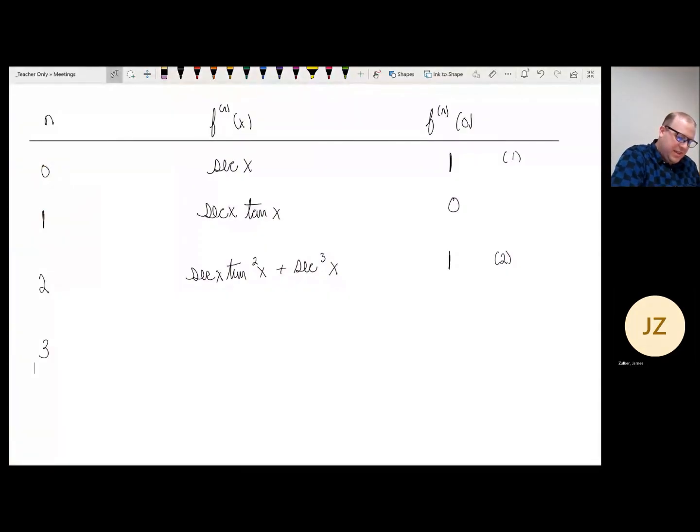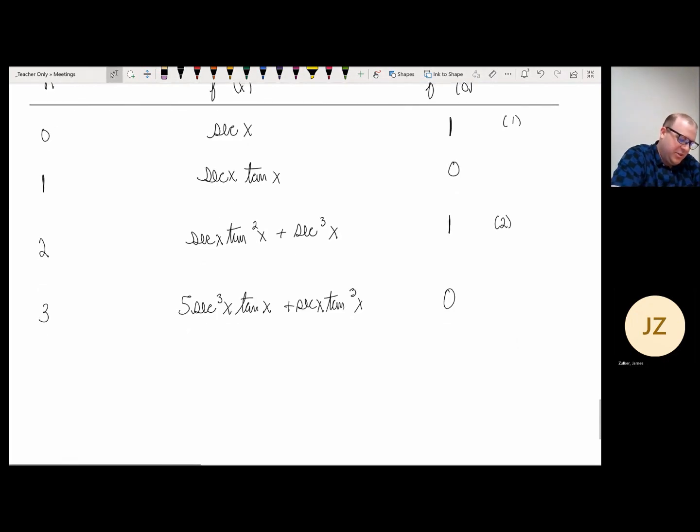All right, so the third derivative is 5 secant cubed tangent plus secant times tangent cubed, right? And then obviously evaluate it at 0, you get 0. Bummer. We still only have 2. So we have to now go out to the fourth derivative.